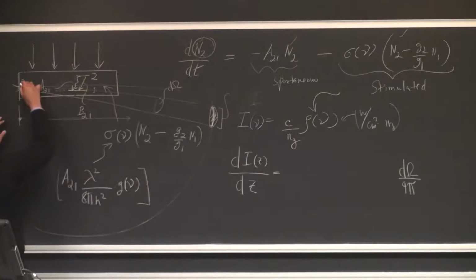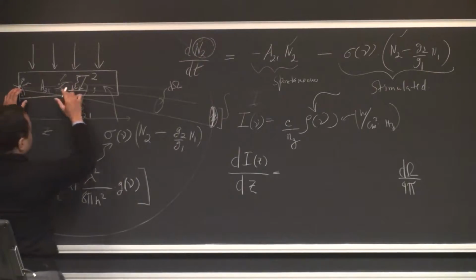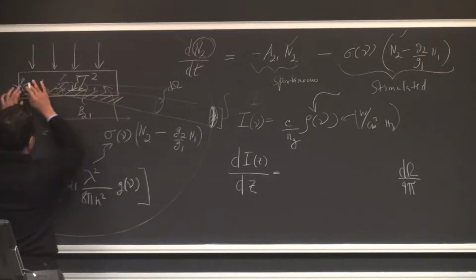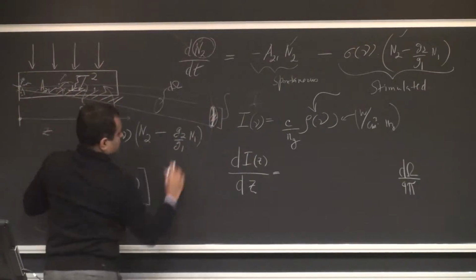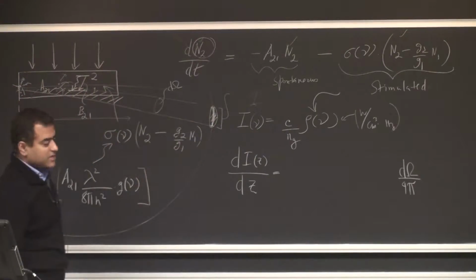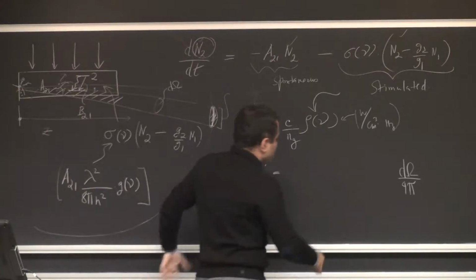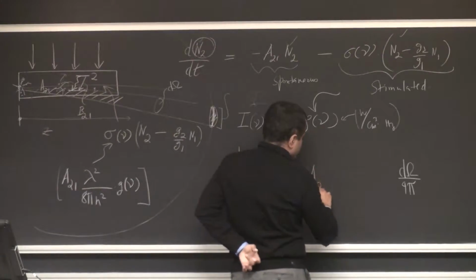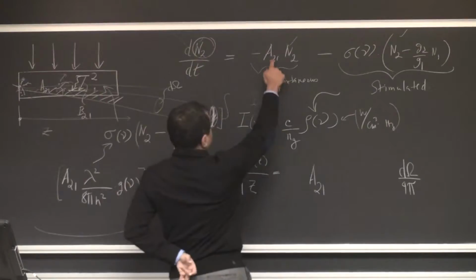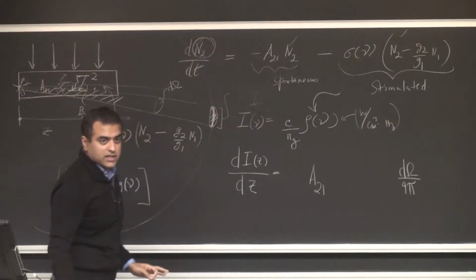Because spontaneous emission is going in all directions, no matter where you are spontaneously emitting from, it's going in all directions. Everything that spontaneously emits inside the gain medium here is going to make it there, right? So that's the part. And how much is going to be emitted? Well, I think we know all that. A21 from spontaneous emission here, right?